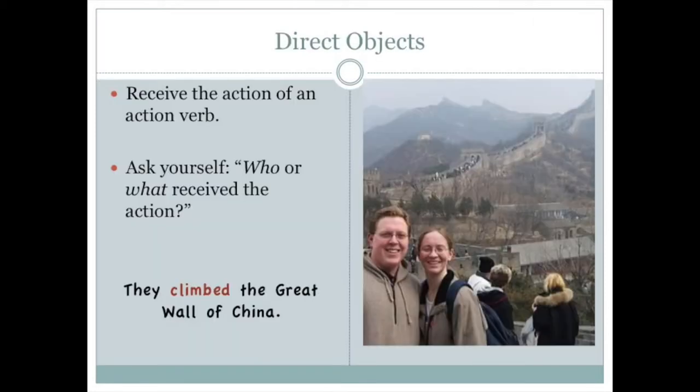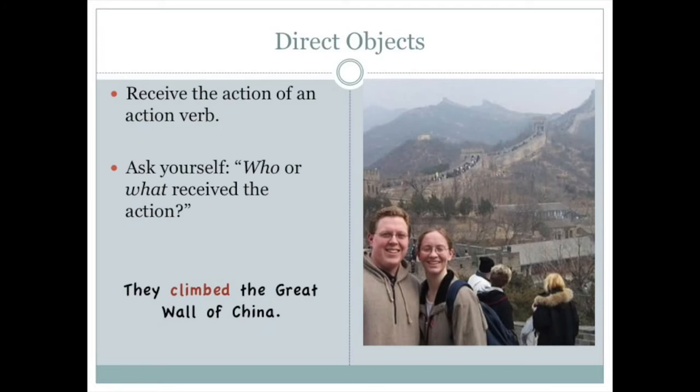First, what in the world is a direct object? Well, the direct object is a word that receives the action of an action verb. In grammar, whenever you're talking about an object, you're talking about a noun. So, when you're identifying the direct object, ask yourself if it's a person, place, thing, or idea. Then, ask yourself who or what received the action from the action verb.